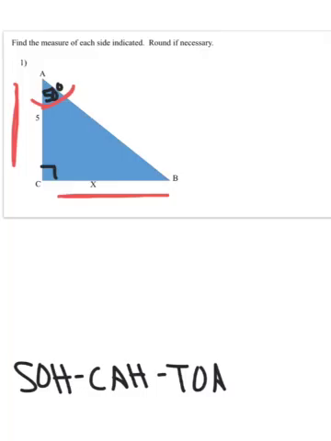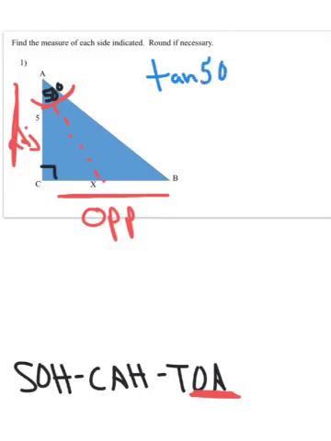If we look at our angle that's marked, which is angle A, which measures 50 degrees, this side length down here across from 50 would be the opposite side, and the side that's marked as 5 would be our adjacent side. If we think about our opposite side and our adjacent side, that's when we talk about tangent. So we're going to set this up as a ratio. The tangent of 50 degrees is equal to our opposite side, which is X, over our adjacent side, which is 5.